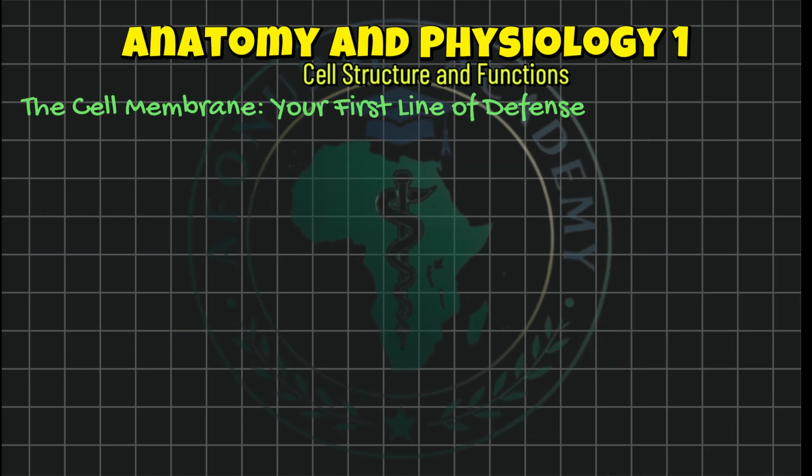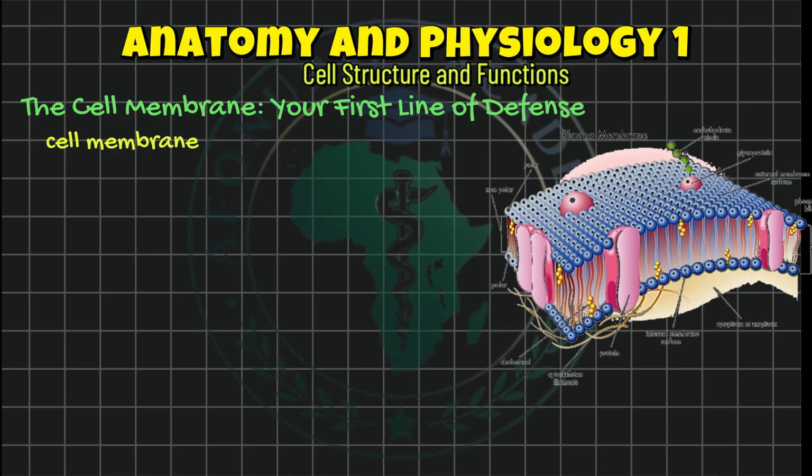Let's start our journey into the cell from the outside and work our way in. The first thing you encounter is the cell membrane, also called the plasma membrane. Think of this as the security guard of the cell. It decides what gets in and what stays out.